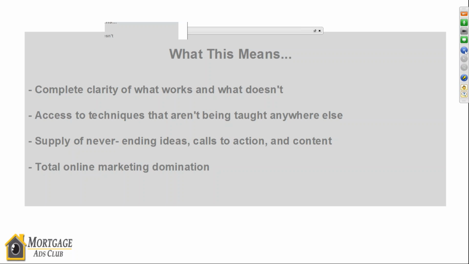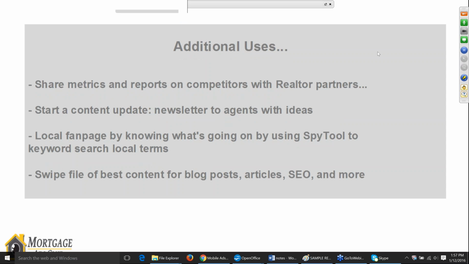Okay, so let's talk about some additional usage as to how you can put these tools to use. Let's get creative here, guys. What do you think you could do with this type of information?